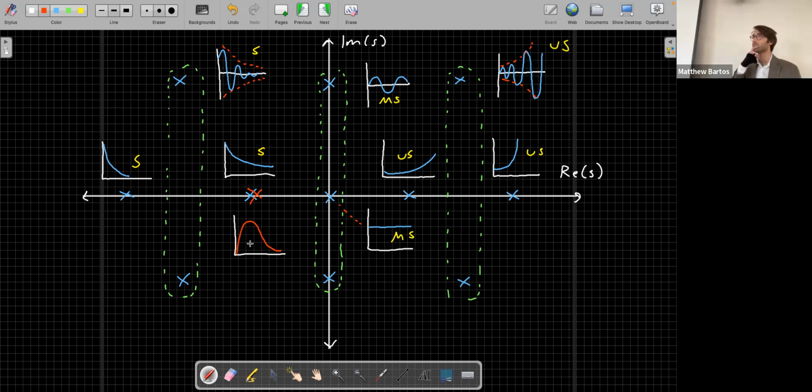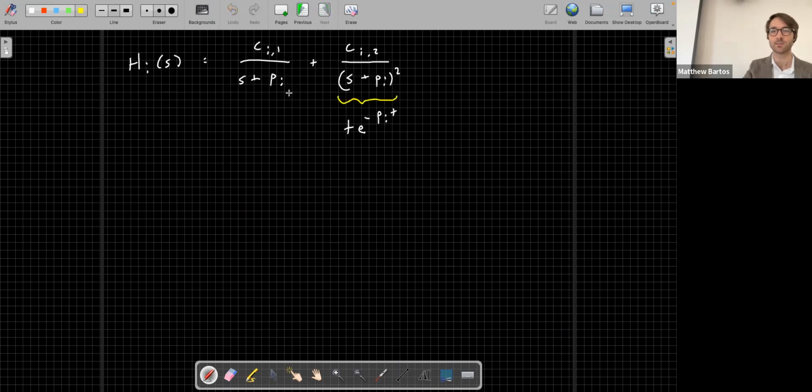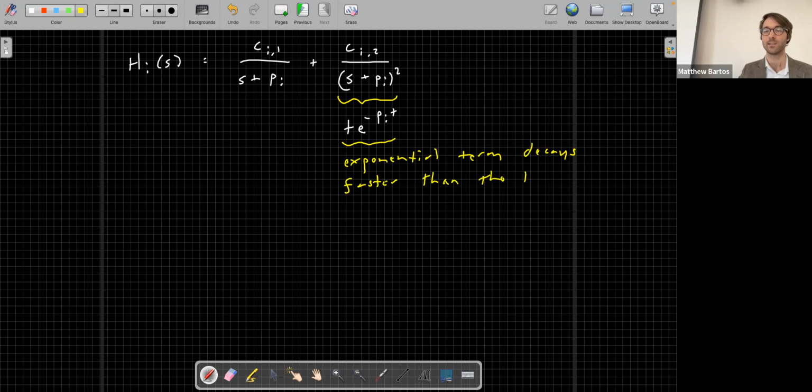Is this stable or unstable? This is stable, right? Why is it stable if it has that time term in there? Yeah, so the exponential term will decay faster than the linear time term grows. So this is stable.